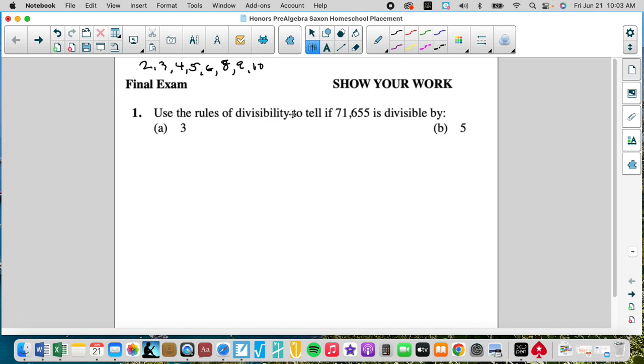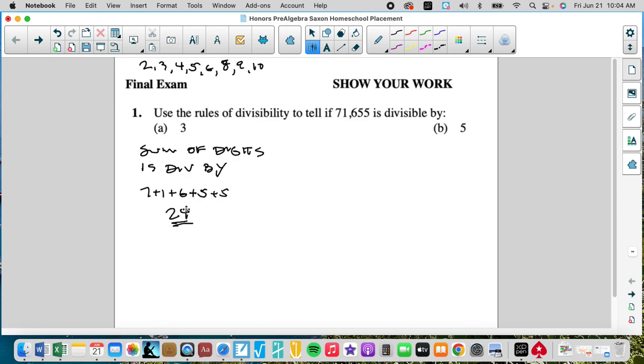So use the rules of divisibility to tell if 71,655 is divisible by 3. Well, the 3 rule is the sum of the digits is divisible by 3. It's nice because you don't have to do the whole number. What you're doing is adding 7 plus 1 plus 6 plus 5 plus 5, and if you add those numbers together, you get 24.